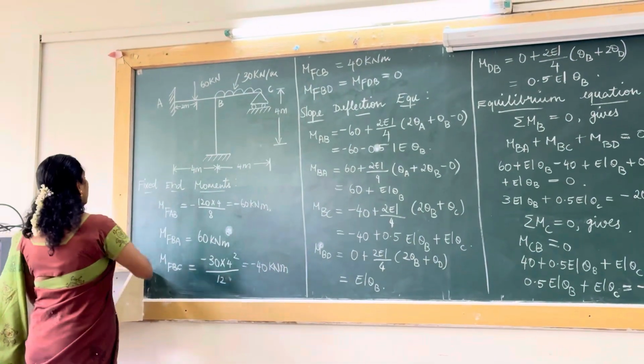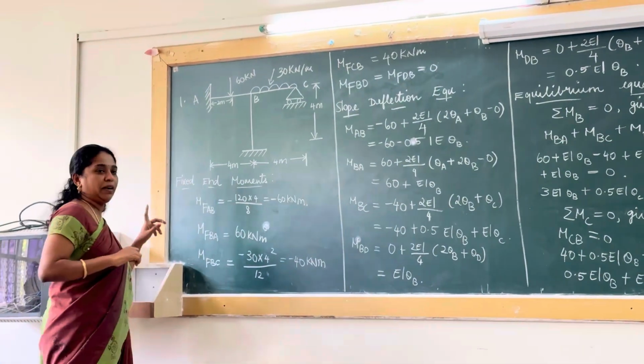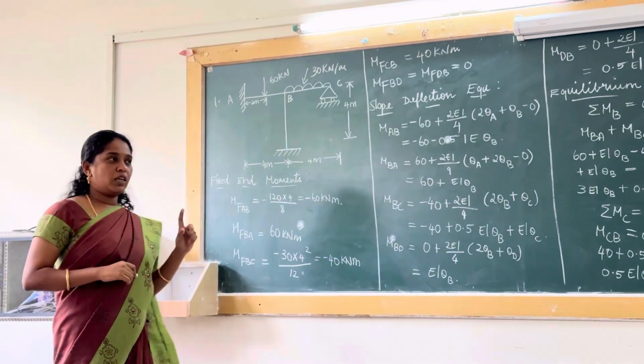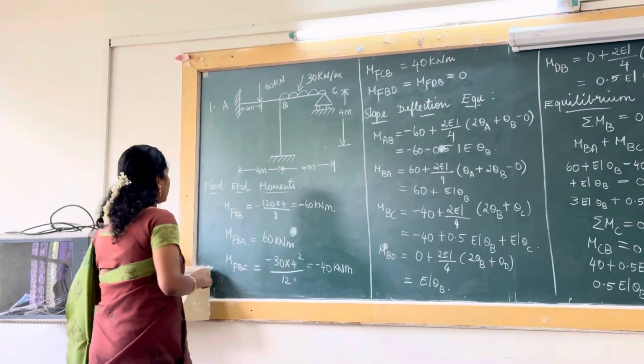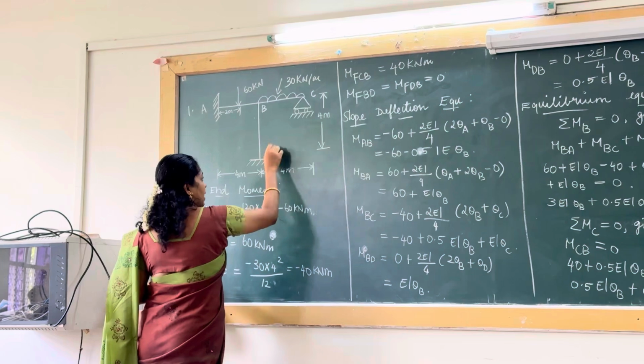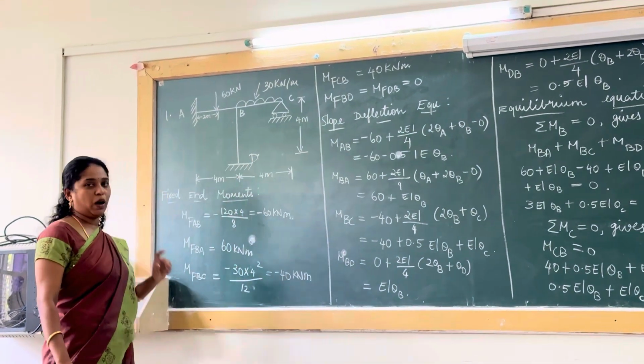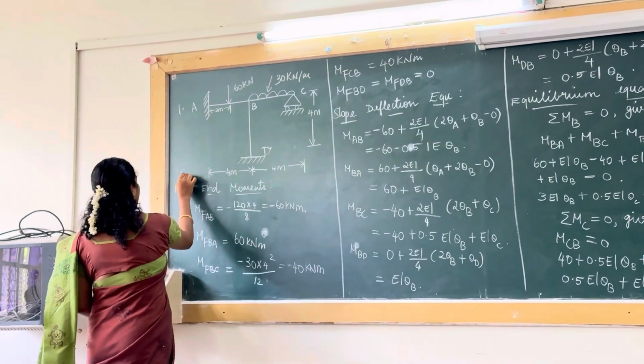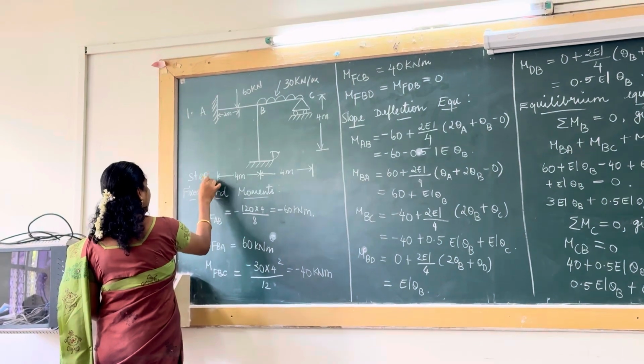We are going to discuss the slope deflection problem for the frame. This frame has three spans, that is A, B, C and then D. This is the given problem. In step 1 we need to find the fixed end moments.